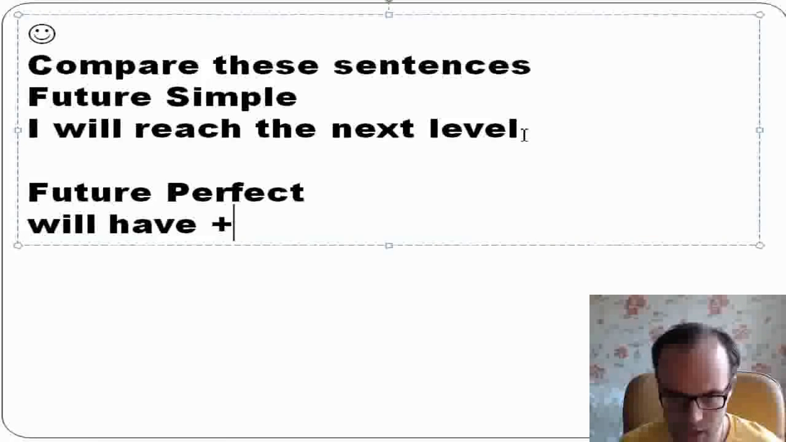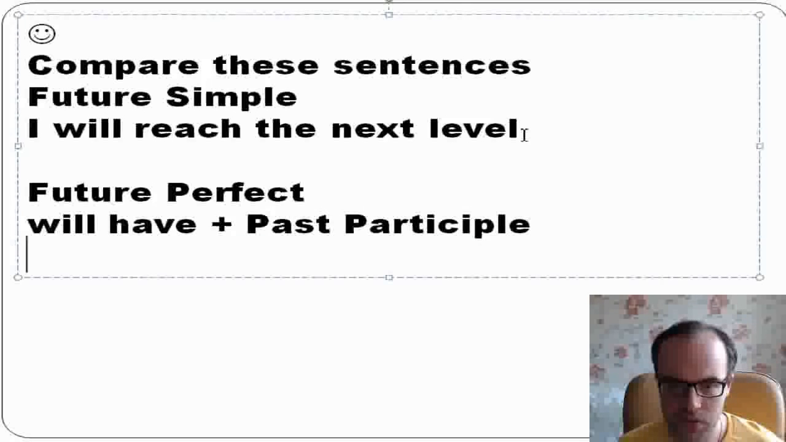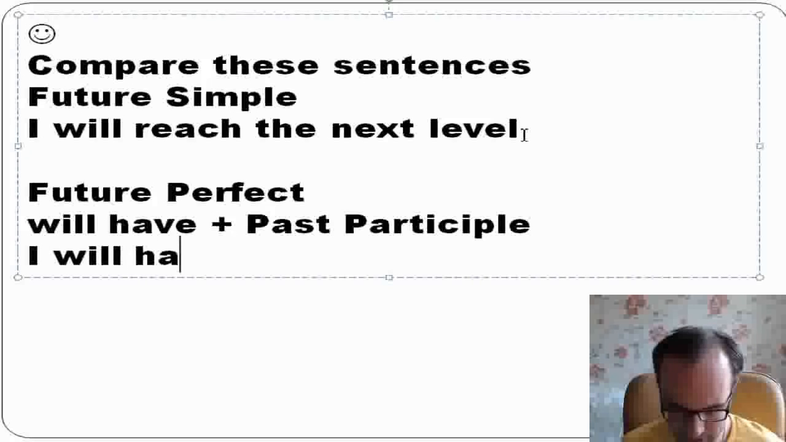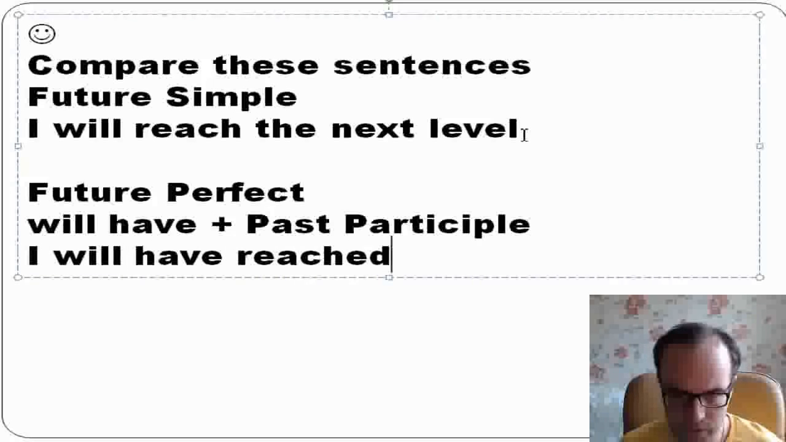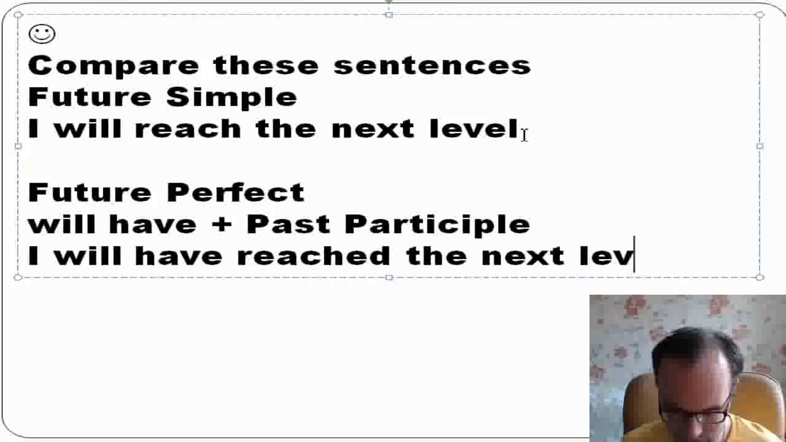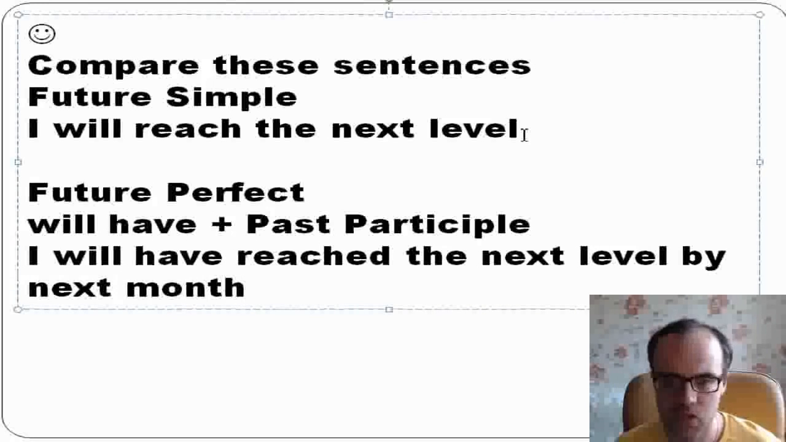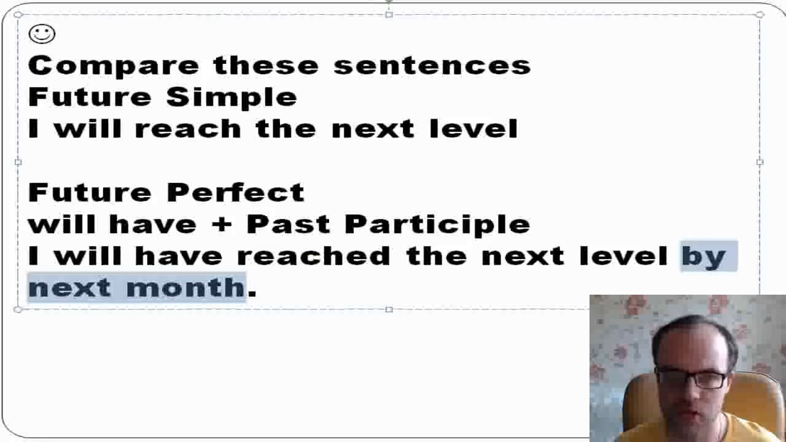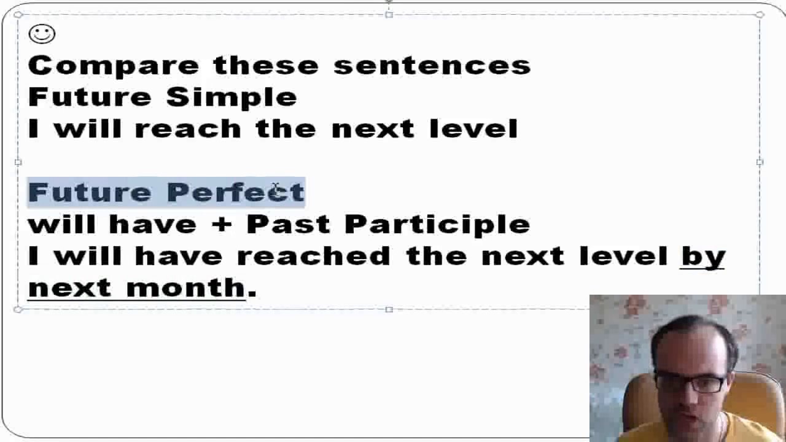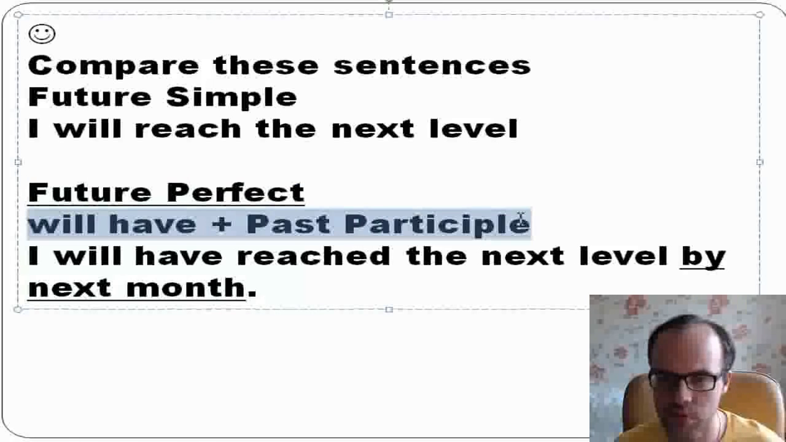We'll have plus past participle, or plus the third form. So: I will have reached the next level by next month. These words tell us that we need to use future perfect. We use future perfect because of "by". I will have reached the next level by next month.